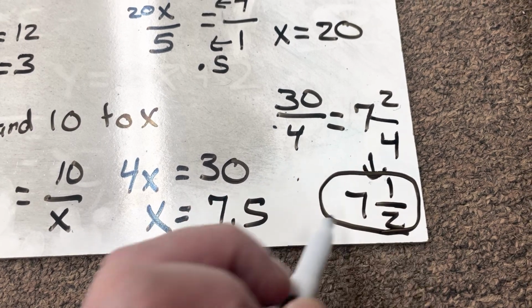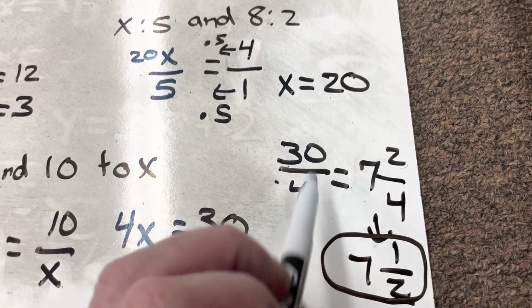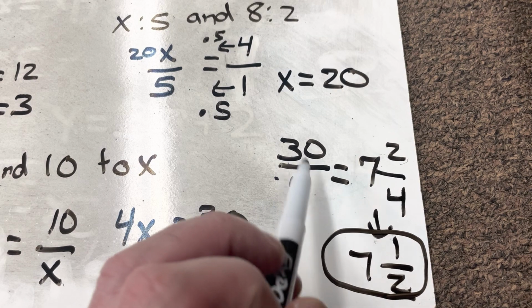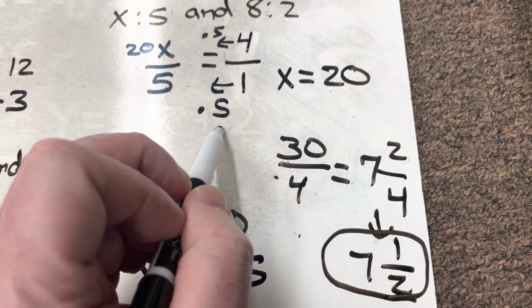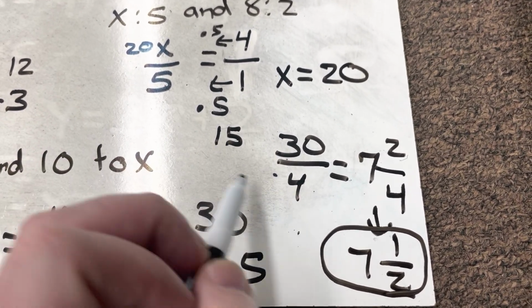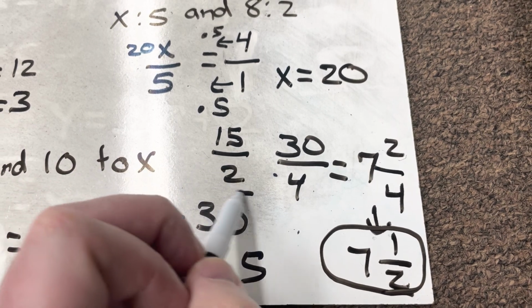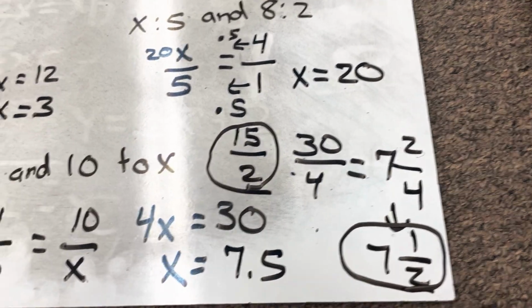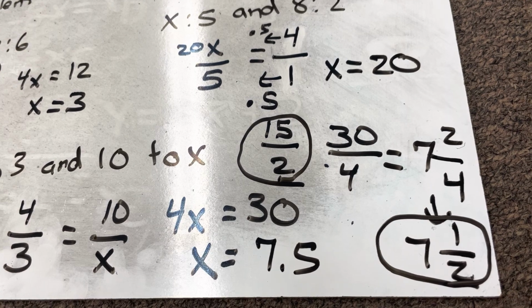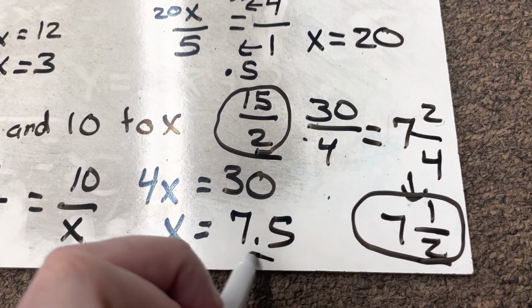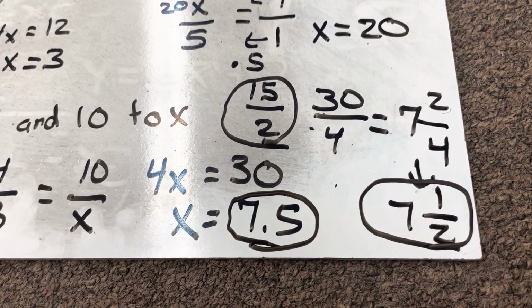That's also okay. But at this point, if you were just to simplify this fraction and divide them both by 2, 30 divided by 2 is 15. 4 divided by 2 is 2. Mr. Swack would also accept 15 over 2 as an answer. These are all three ways of writing the same exact thing.